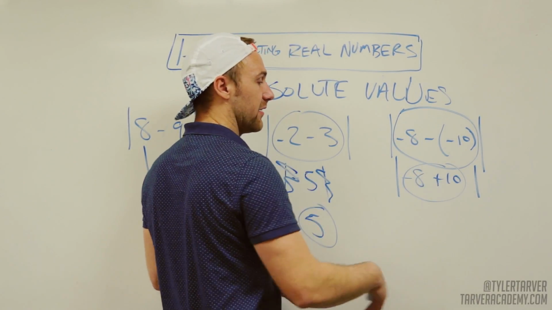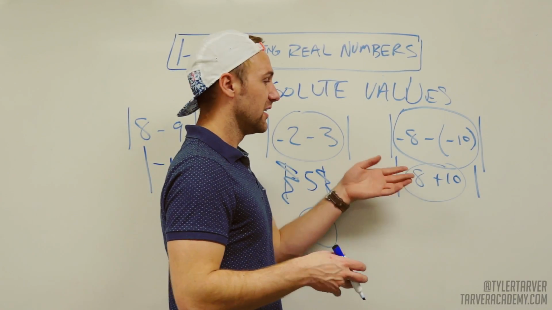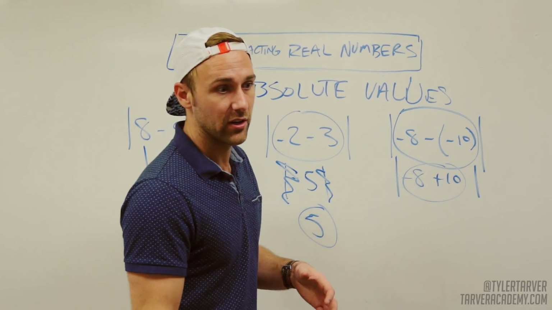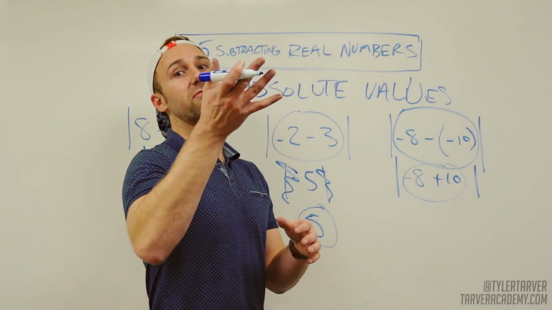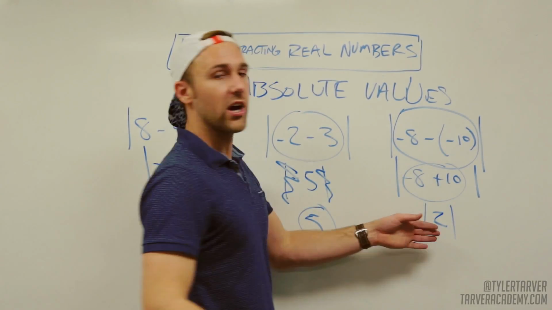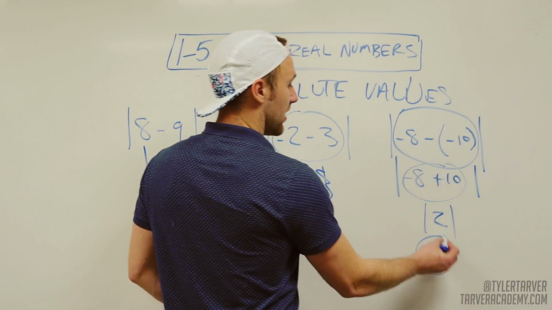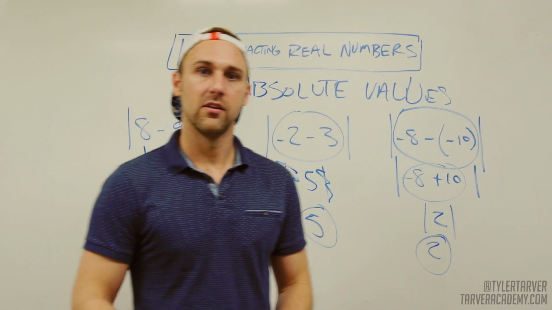Negative 8 plus 10. The 10 is positive and it's bigger, so the 8 is not going to be able to dig all the way down. It's like digging an 8-foot hole and then filling up 10 feet worth of dirt. You're going to be 2 in the positive. It's positive 2. And then we know, because I told you earlier, the absolute value of a positive number is going to remain a positive number.